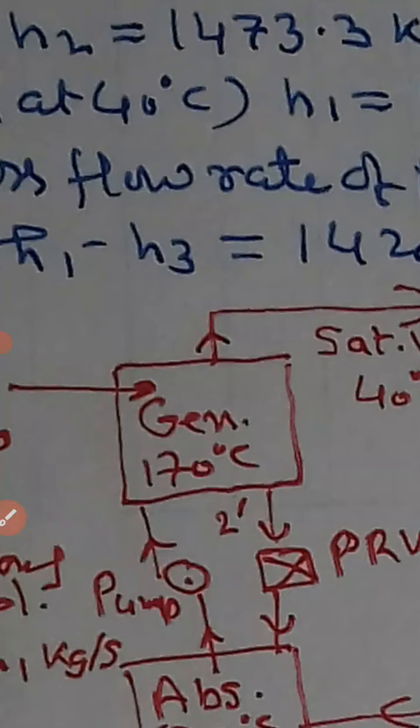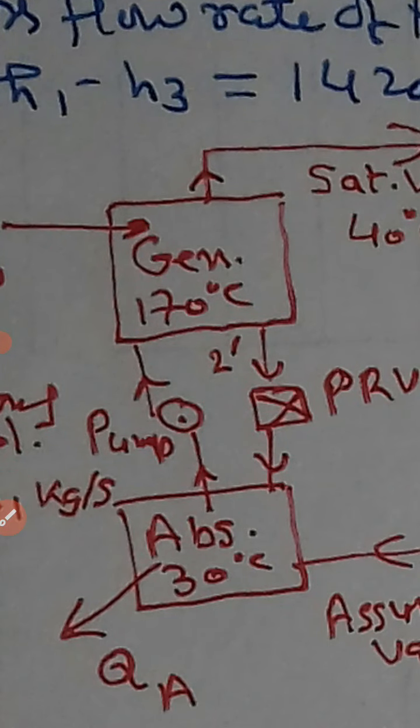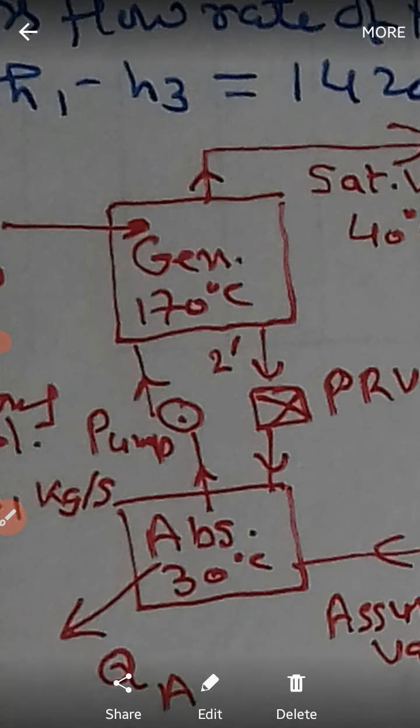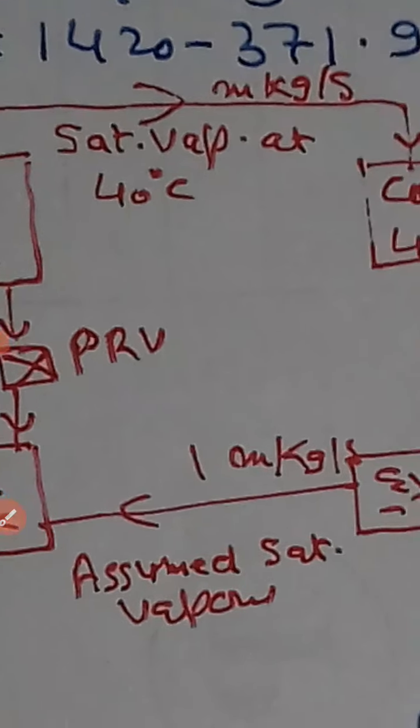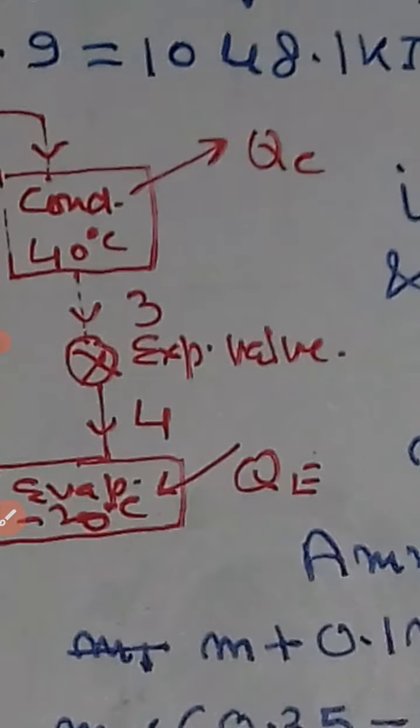Okay, from the absorber to the generator there are 2 lines which have been shown. One, from the absorber the aqueous solution is being pumped to the generator, and from the generator the concentrated solution is passed to the absorber through a PRV, pressure reducing valve. So this has been shown over there in the sketch.